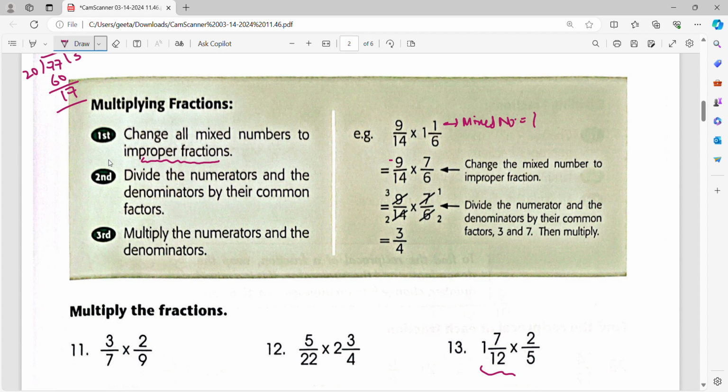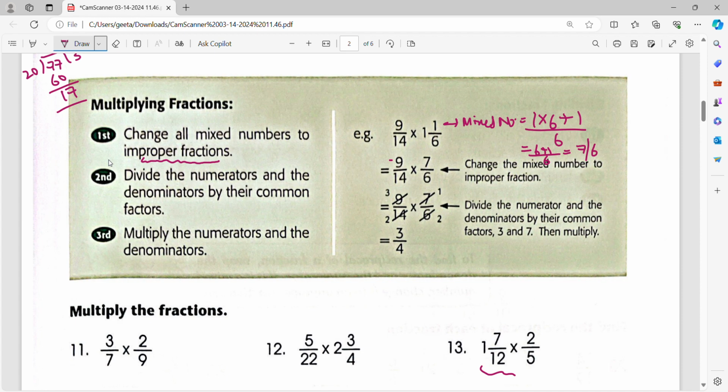How will you do it? It's 1 into 6 plus 1 over 6. 6 plus 1 over 6, that is, 7 by 6. Is it fine? So next we have 9 by 14 into 7 by 6. Now please see this 7 and 14, 7 is a factor of 14. 7 to the 14, you know that. So cut this: 7 ones are 7, 7 twos are 14.